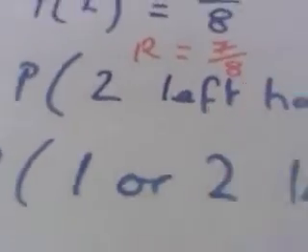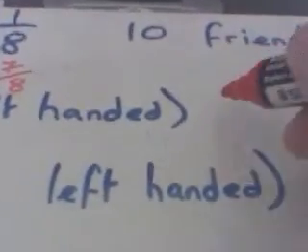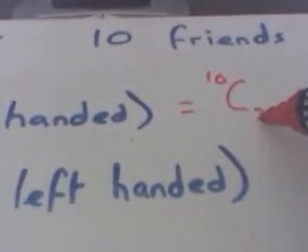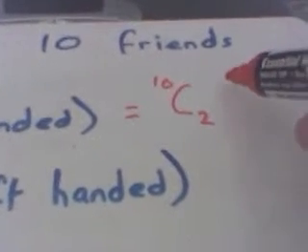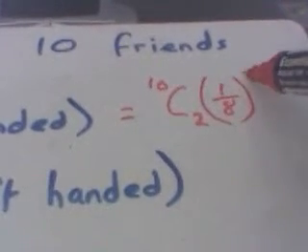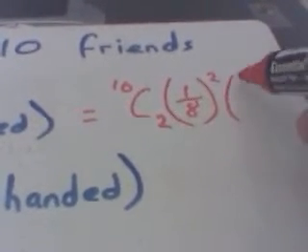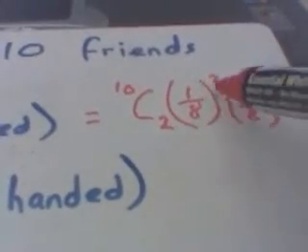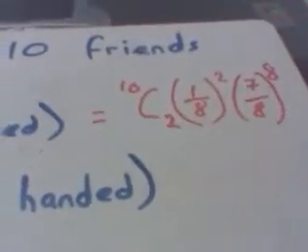So, the probability of 2 left-handed. We've got 10 people to choose from. We're choosing 2. We've got 1/8 squared and 7/8 to the power 8. Notice 2 add 8 equals 10.